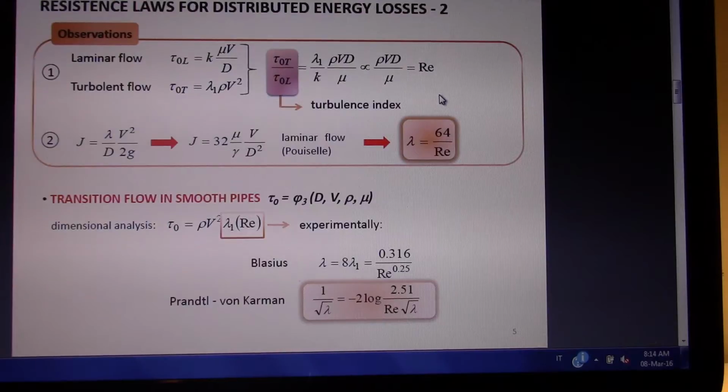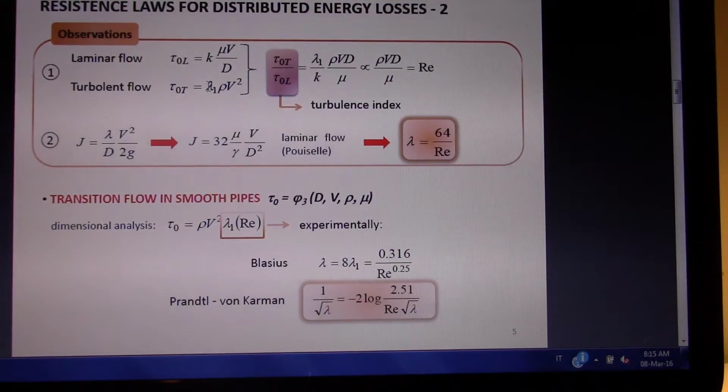So a way to define your index of turbulence is to make a ratio among the stresses in turbulent flow over the stresses in laminar flow. This ratio is also called the turbulence index.